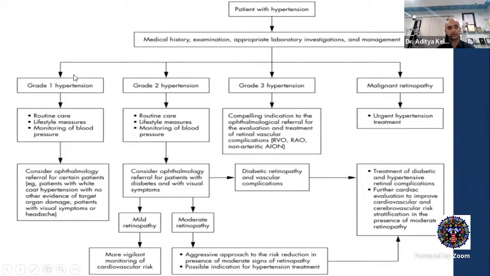Again, coming to grade 1 hypertension, that is the blood pressure which is between 130 and 80, routine care, lifestyle management, and that's all. And consider ophthalmic referral. So this is from the physician's point of view. Consider ophthalmic referral only if the patient has something like white coat hypertension. Otherwise, he can just modify his lifestyle.